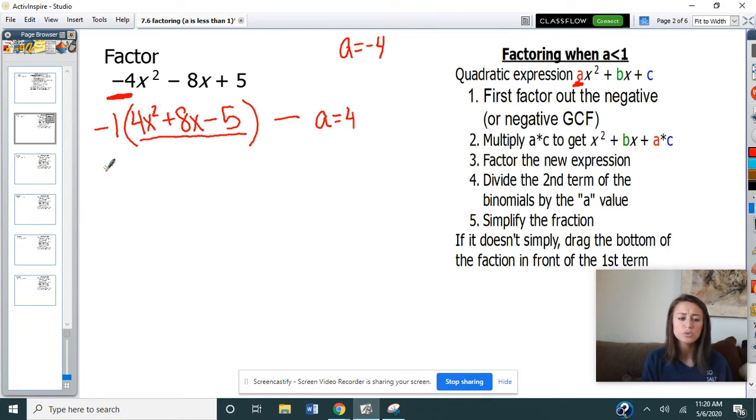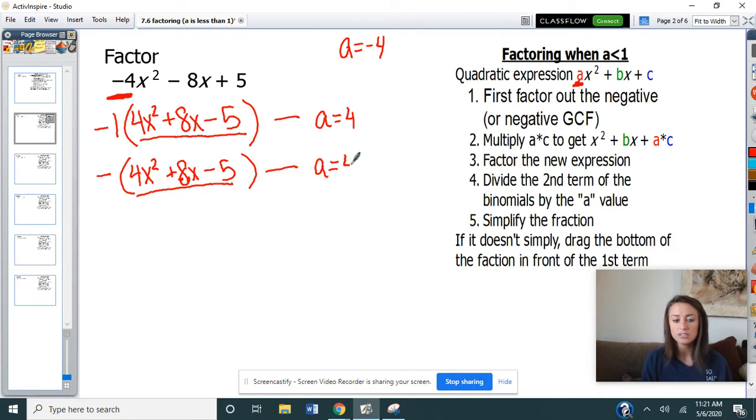But you could also just do it by taking out a negative. I do it this way. I don't put a 1. You don't have to. If I factor out a negative from -4x squared, I'm left with just positive 4x squared. If I take out the negative from -8x, two negatives give me positive 8x. And if I take out the negative from positive 5, positive and negative give me -5. So you can do it that way. See, it matches here. These match. And still, the a value is 4 here.